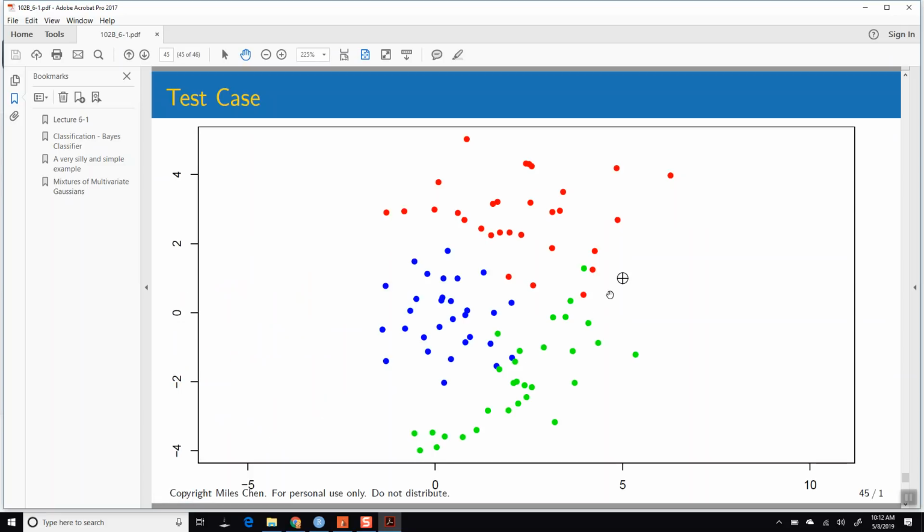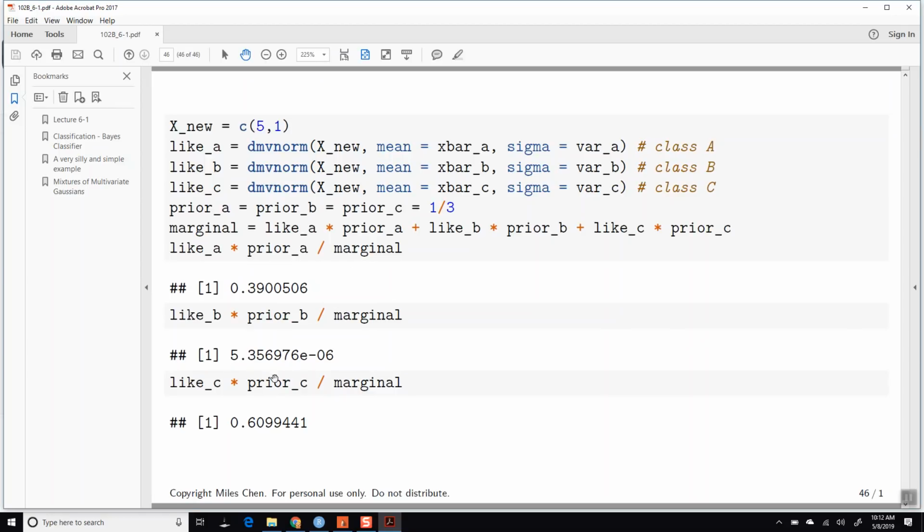Here I just shifted a little bit, and I think this is 5.1. Now if I put this here, what would be your guess? Some say red, green, blue. I would probably go green, red, blue, but it's pretty close between green and red, right? This looks to be kind of the boundary between green and red. If we do these calculations, it turns out green is like 61% and red is 39%, and blue is, again, very close to 0.